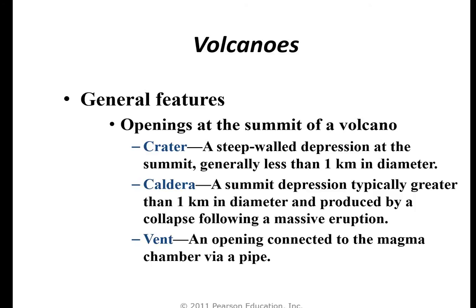Let's now transition to what volcanoes look like. There are openings in the summit of a volcano. At the top you have a crater, which is a steep-walled depression at the summit, generally less than 1 kilometer or about half a mile in diameter. You have the caldera, which is a summit depression typically bigger than 1 kilometer in diameter and produced by a collapse following a massive eruption. And then we have vents, which is just an opening connected to the magma chamber via a pipe.